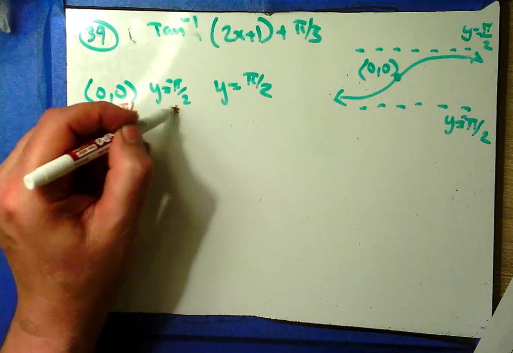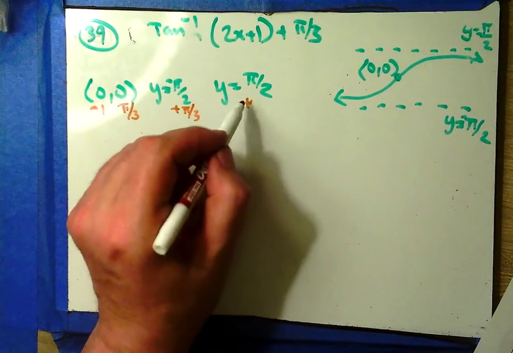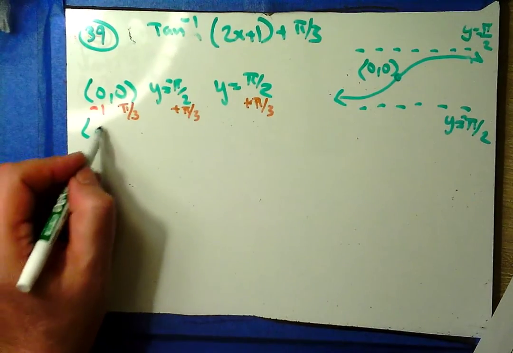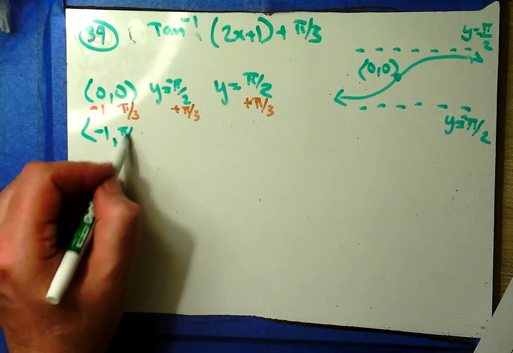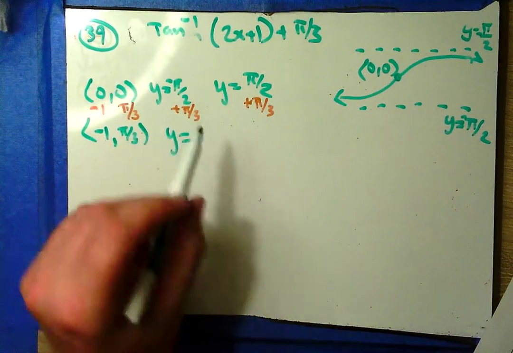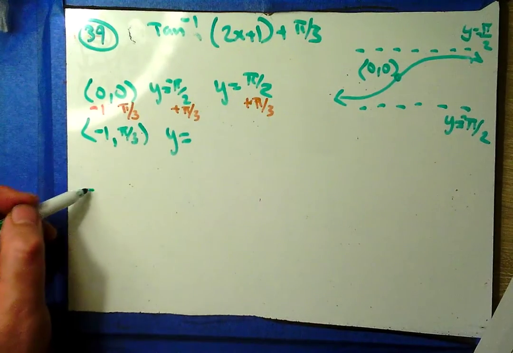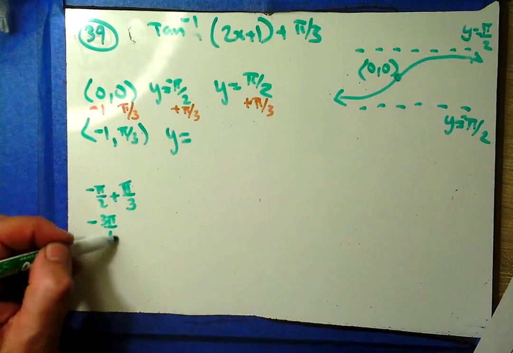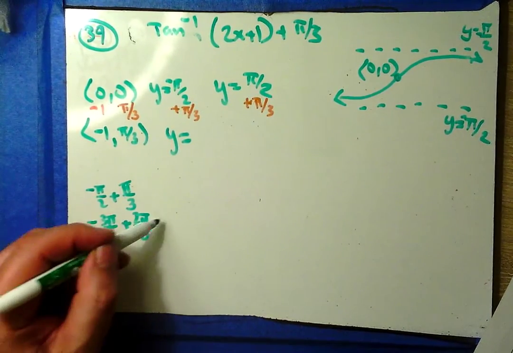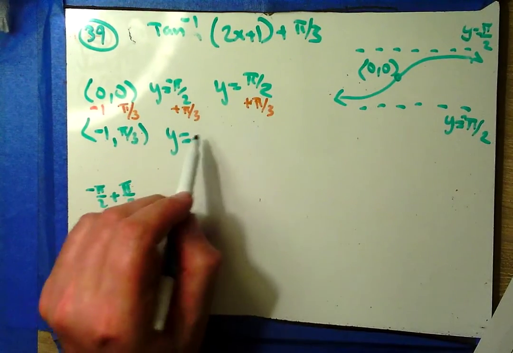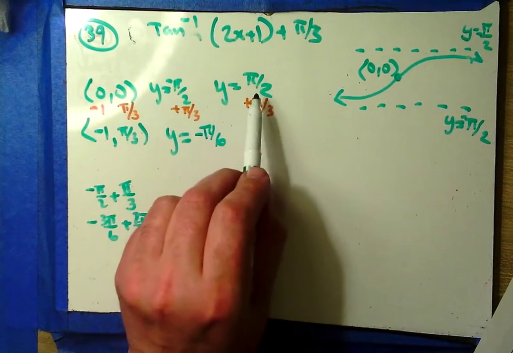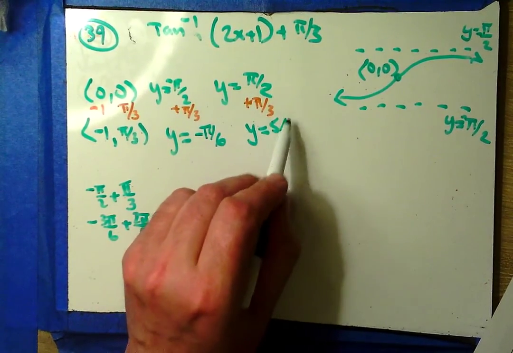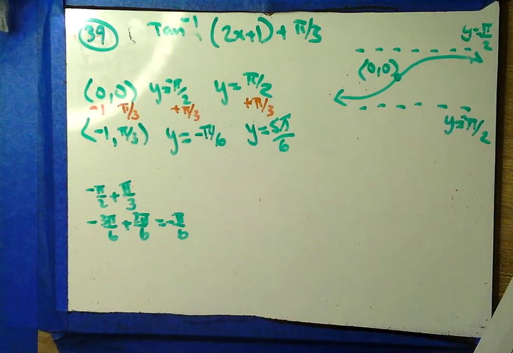Pi over 3, plus pi over 3, plus pi over 3. And so where are we now? Well, now I've got (negative 1, pi over 3), y equals... I need to make a common denominator here. Negative pi over 2 plus pi over 3 is going to be negative 3 pi over 6 plus 2 pi over 6, which is negative pi over 6. So this is negative pi over 6. Here I'm going to have 3 pi over 6 plus 2 pi over 6 to get y equals 5 pi over 6. Okay, we're almost but not quite done.